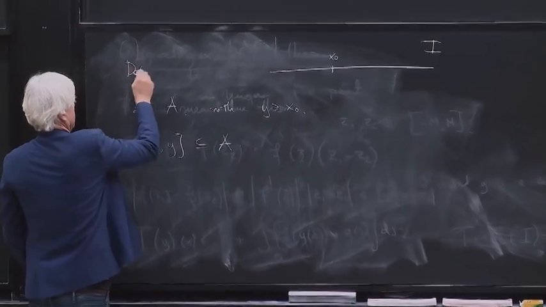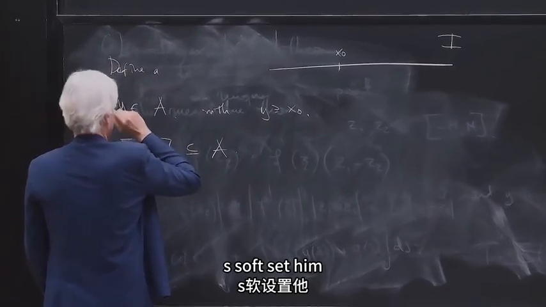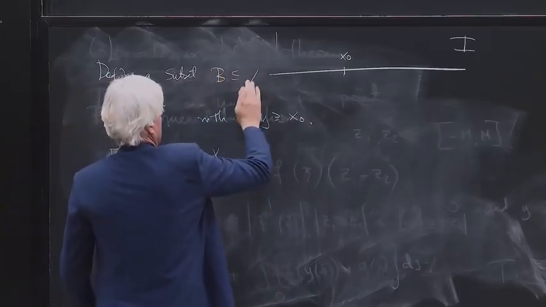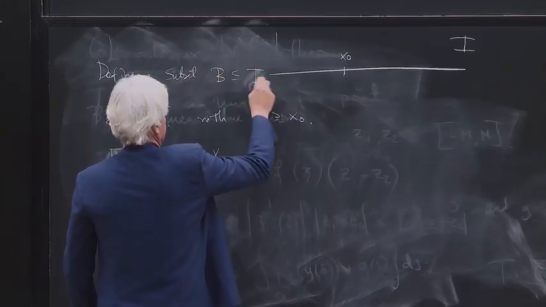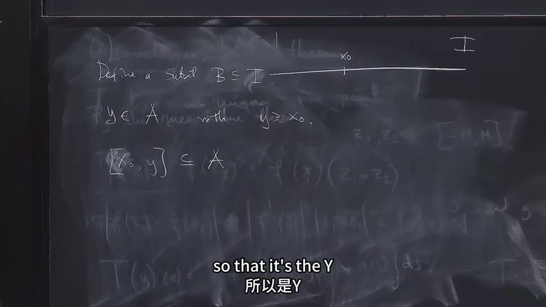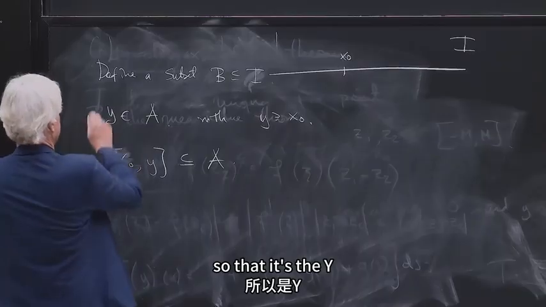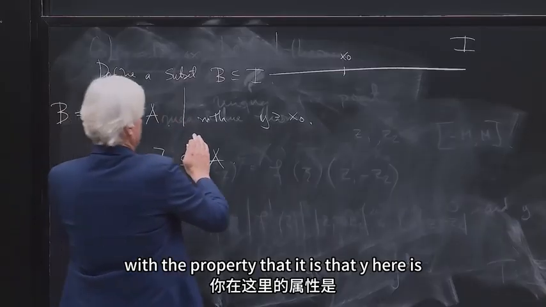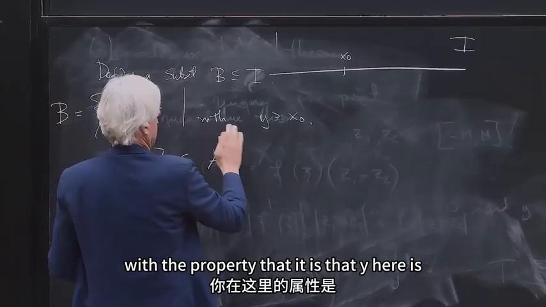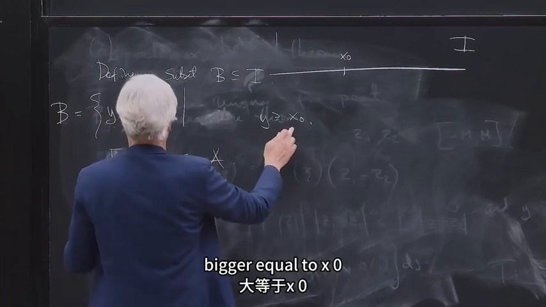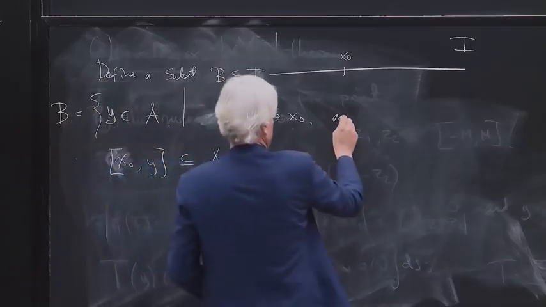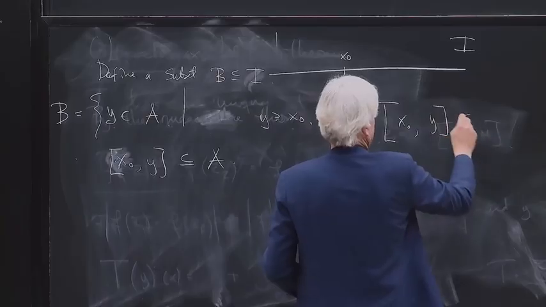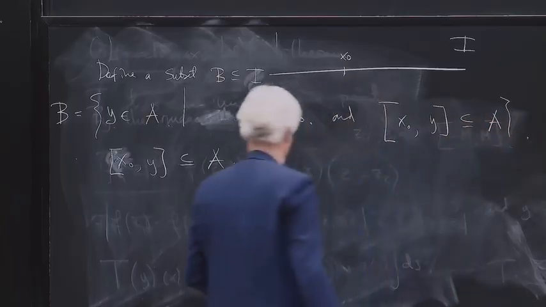So I'm defining a subset B of I, so that it's the y in A with the property that y is bigger or equal to x0, and you have that this interval here is contained in A. Okay?